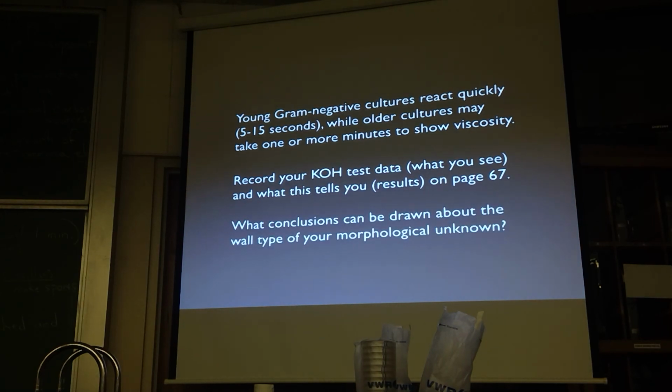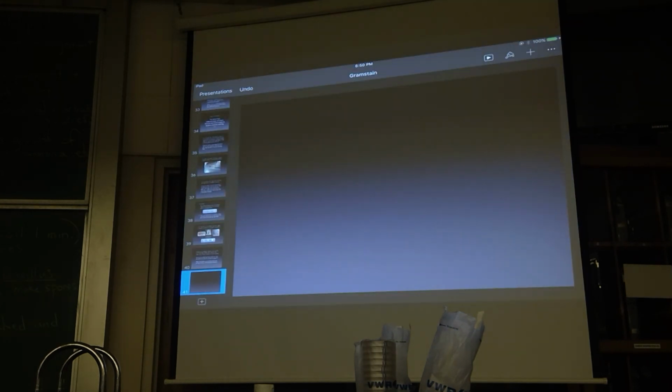So data is what you see, result is positive or negative KOH. The conclusion is, what kind of wall do they have? Thick peptidoglycan or thin peptidoglycan with an outer membrane. And your KOH results should match your gram stain. If they don't, the KOH is probably right. We have a culture that for years we thought was gram-negative because every time people stained it, they were pink. In fact, this culture, every time they're stained, they want to stain pink. They do not have a thin peptidoglycan wall.